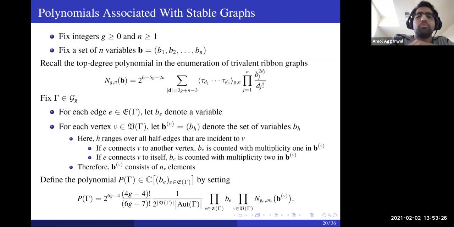So the first thing I'll do is describe a formula for this volume in terms of these stable graphs. It's going to occupy the next two slides. Then I will geometrically interpret this formula, and then I'll say how you can read off statistics from this formula based on the asymptotics of each individual summand. Okay, so that's how it's going to go for the next few slides.